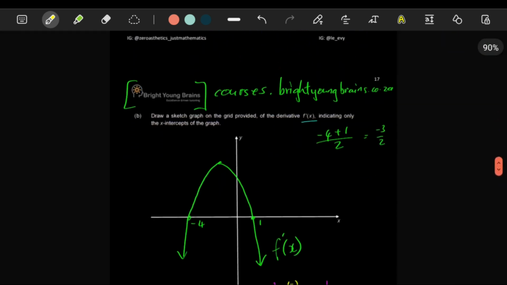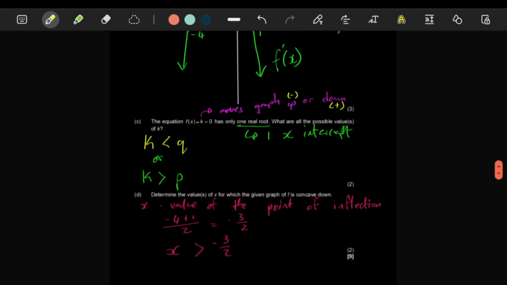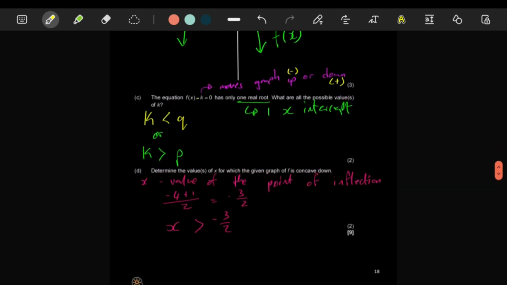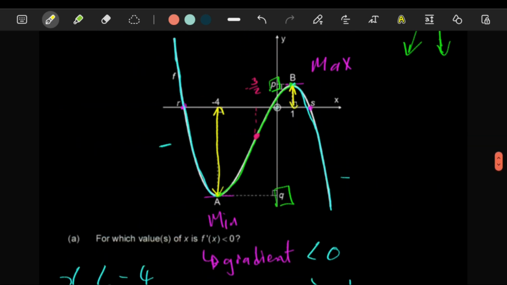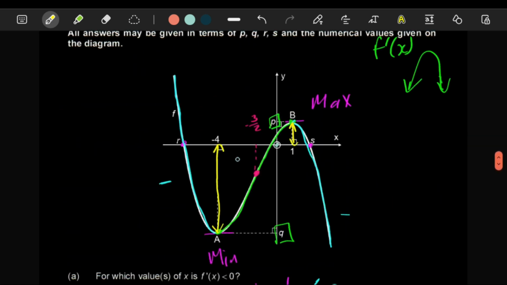So yeah, I had mixed up the p value, I had mixed up the y values and the x values, but the analogy is still the same. You see, for here they're saying for the equation this has one real root, and we said here wherever k is, it just moves the graph up or down, and it all depends on the y values of the turning points.